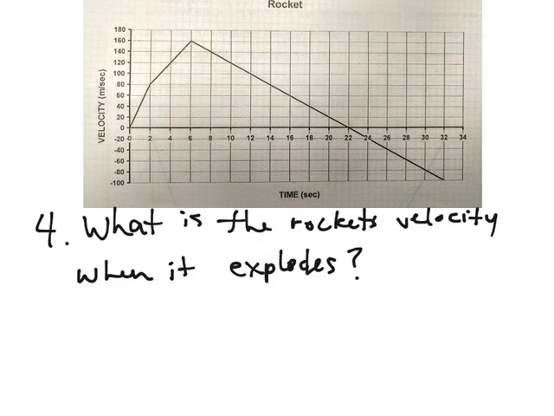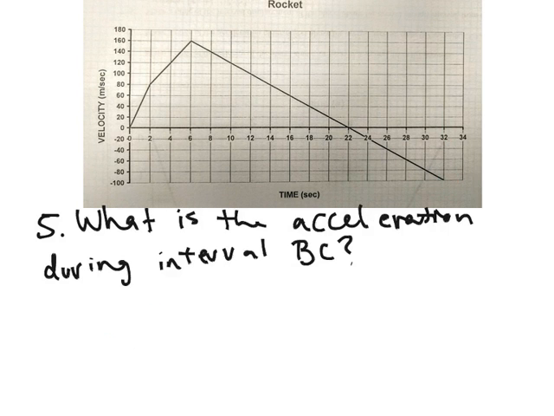Alright, number 4, what is the rocket's velocity when it explodes? Again, this is a velocity graph, right? We can read the problem, it explodes at 32 seconds, so then we determine what that velocity is. So go and look on your graph. That'd be a negative 100. Make sure you include the negative, and always include your units: a negative 100 meters per second. So it's falling pretty fast.